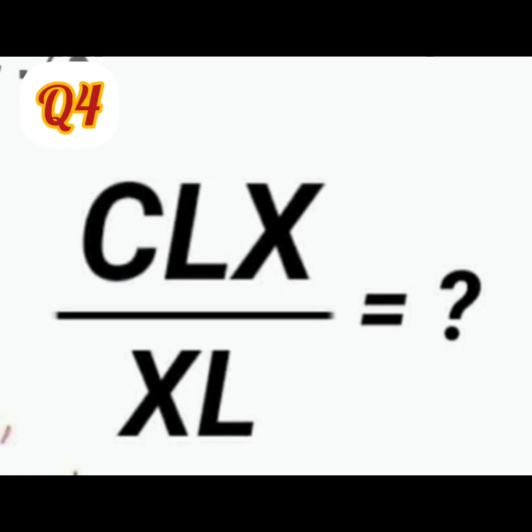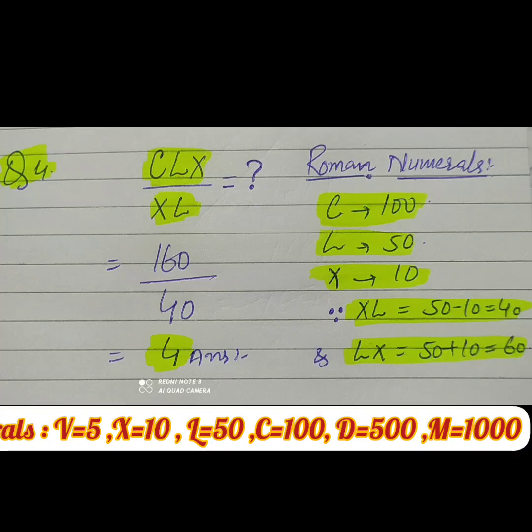Now we have the next question, CLX over XL. We have to find its value, which represents the Roman numerals. Here C represents 100, L represents 50, and X represents 10. So we have CLX over XL, that is equal to 160, because C represents 100, L 50, and X 10, that is equal to 160. XL represents 40, so we have 160 over 40, that is equal to 4.